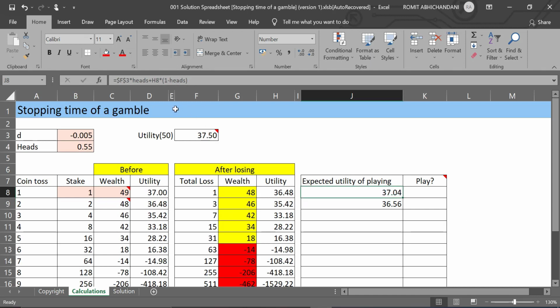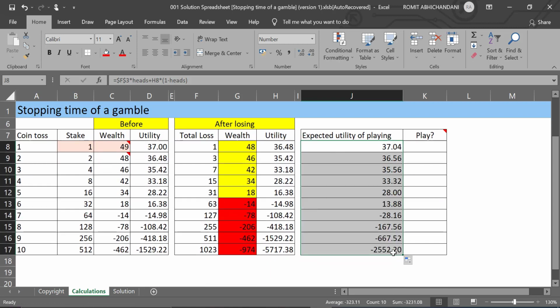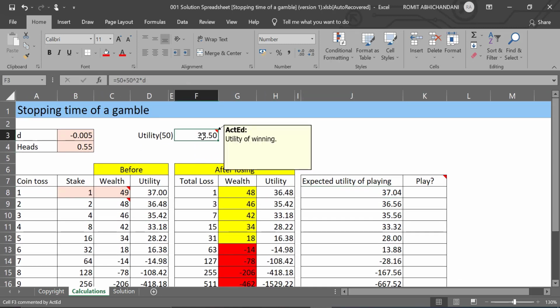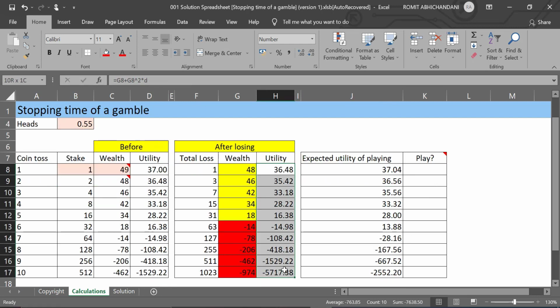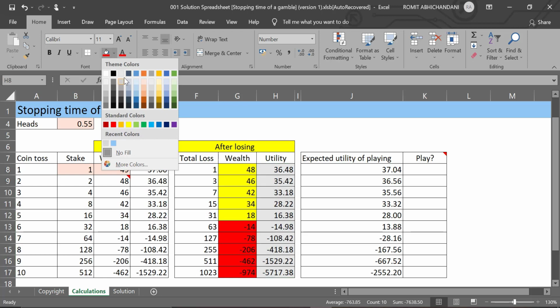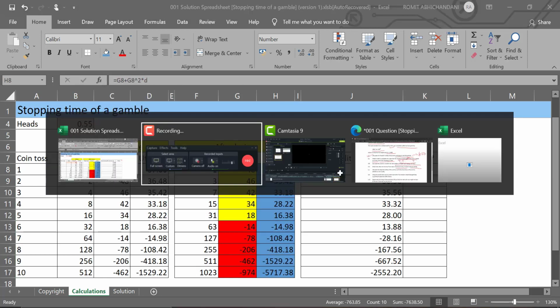In the first one, I have H8, which is the utility on losing. The next one will be H9, the next one will be H10, so on and so forth. So I can just replicate this formula. Let's just replicate downward till here. So it's just the same formula. So this is your expected utility of playing. If you play, every time you win, your utility gets to 37.5, that is your wealth gets to 50. If you lose, that's variable, and this is your utility in the case you are losing, right. Okay, so this is how it works.